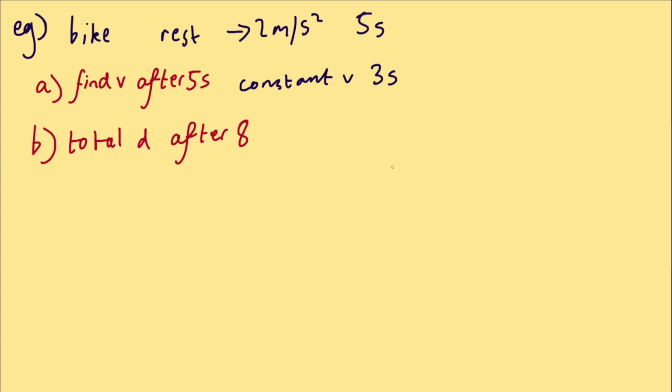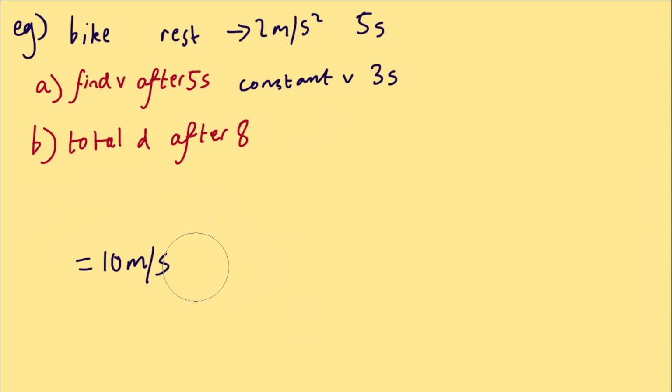Now let's solve it together. So the final velocity after this acceleration phase, we're going to use the first kinematic equation. So velocity equals initial velocity plus at. This is equal to 10 meters per second. So after 5 seconds, he's moving at 10 meters per second.